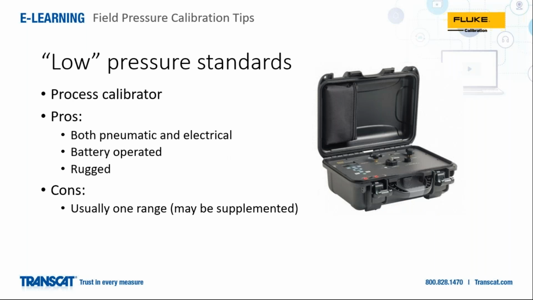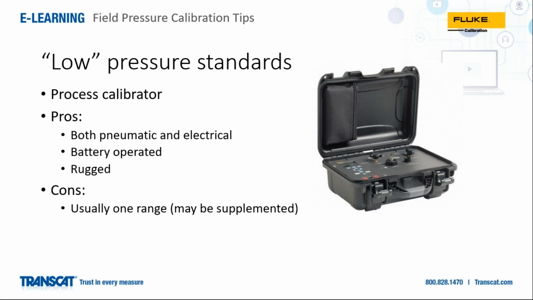Low pressure standards here. So the most popular common one is a process calibrator. Example here of one of the Fluke process calibrators you see in the picture. These are kind of cool for a couple of reasons. One is they're both pneumatic and electrical. So if you're doing transmitters, the current loop transmitters for instance, you can do complete closed loop with the process calibrator. They're battery operated, so you don't have to find a socket to plug into. They're relatively rugged. In this case, it's a transit case, so you can close the lid and it's sealed.